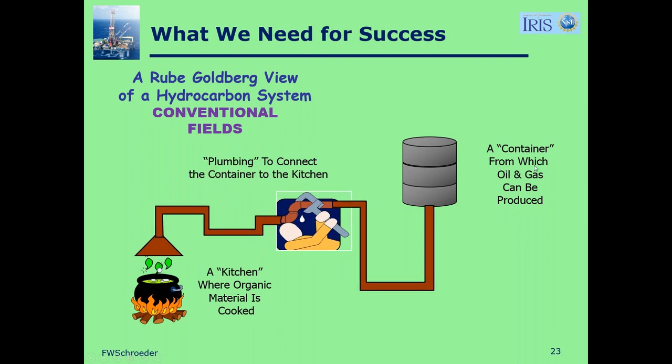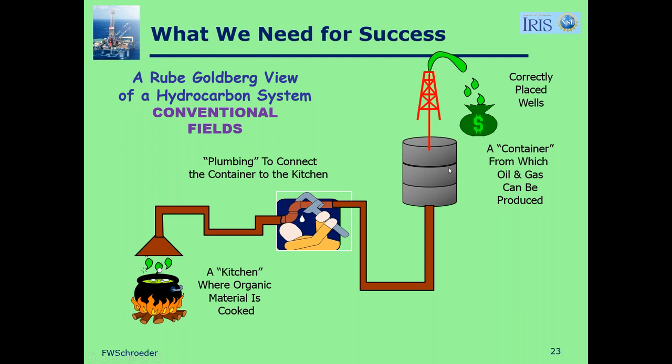And since the kitchen and the container are usually separated laterally and vertically, oftentimes in different age geological formations, we also need plumbing so that when we cook some hydrocarbon in the kitchen, it can percolate and get over to the container. So this is actually an anti-Rube Goldbergian display because it's taking something that's very complicated and oversimplifying it. Being a bit more technical, some of the animation.